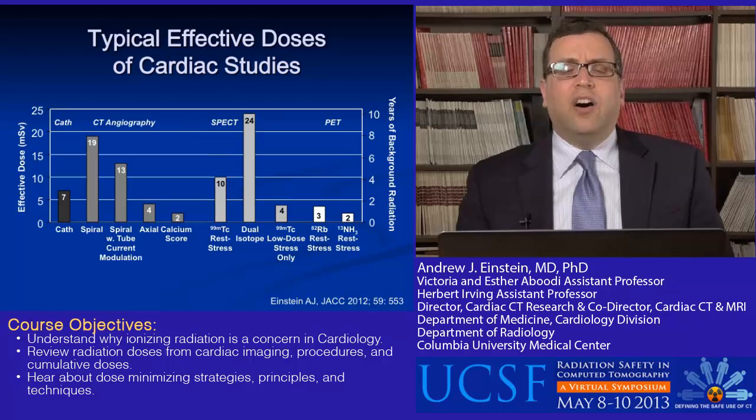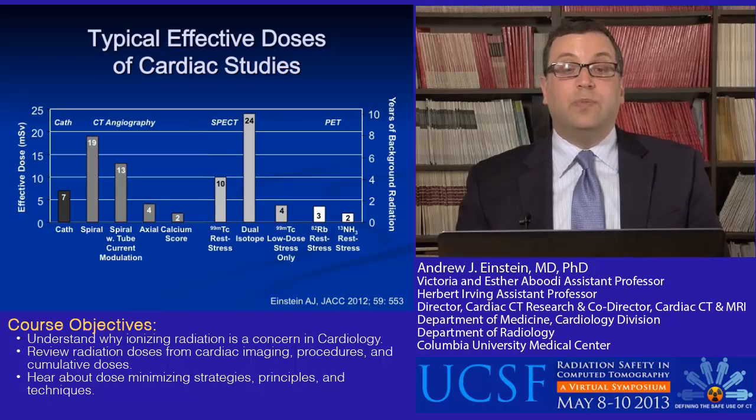Cardiac SPECT, also it depends what protocol we use, what isotopes, and the number of injections. A typical technetium-99m sestamibi or tetrofosmin rest-stress nuclear stress test, which constitutes the majority of all nuclear stress tests performed in the United States, is associated with an effective dose of about 10 millisieverts.